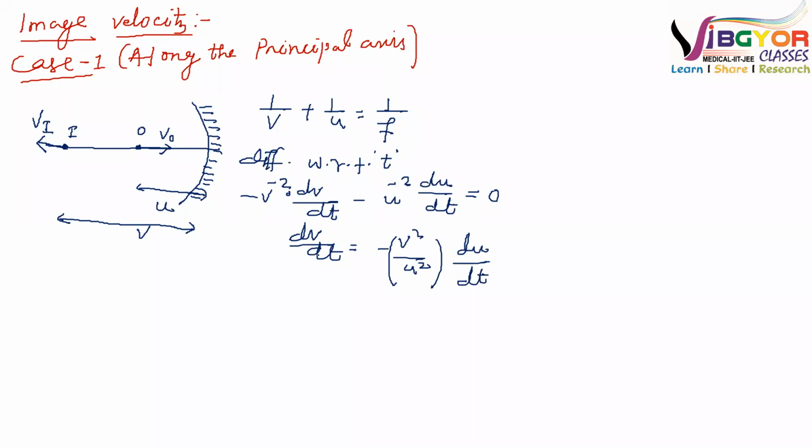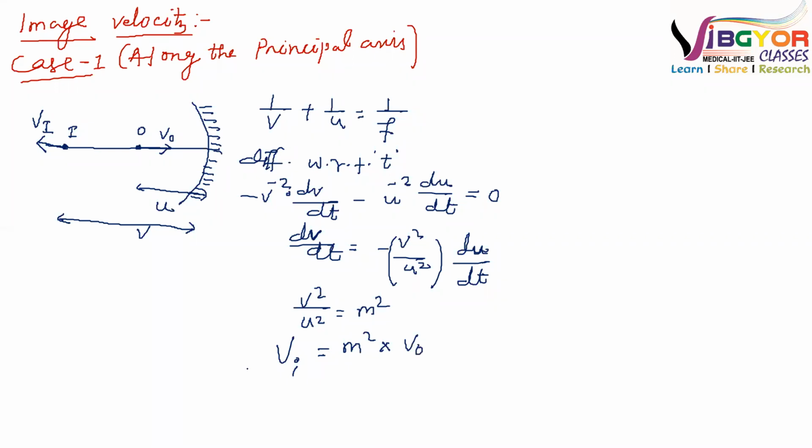Here v is the image distance, and u is the object distance. dv/dt is how the image distance changes with respect to time, and du/dt is how the object distance changes with respect to time. So dv/dt is equal to minus v square by u square into du/dt. And you know v square by u square is m square, the magnification square. So dv/dt is the velocity of image, and I can write velocity of image is equal to m square times velocity of object.